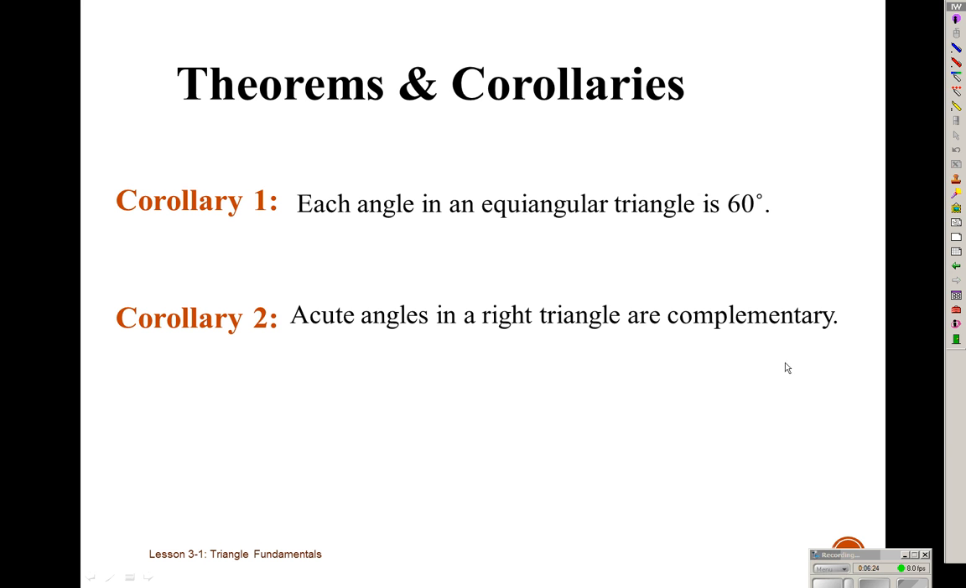In a right triangle, the acute angles are complementary, which makes sense, since all three add up to 180. If you have a right angle, that leaves 90, so the two acute ones have to add up to the other 90.